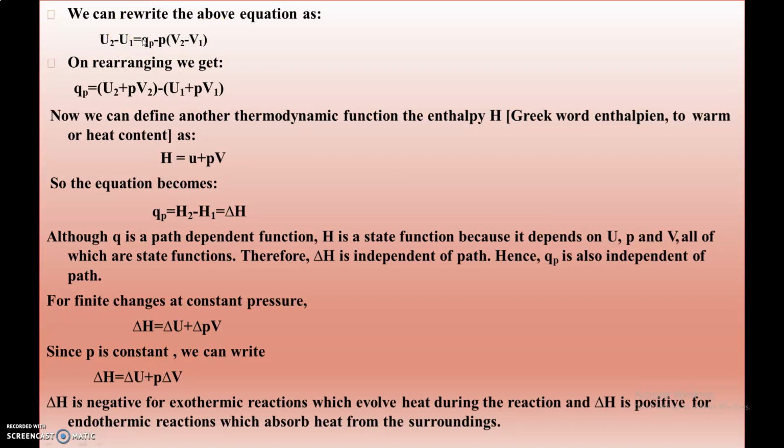On rearranging the equation, QP will come here: QP is equal to U2 plus PV2 minus U1 plus PV1. If we rearrange, we will get this form.